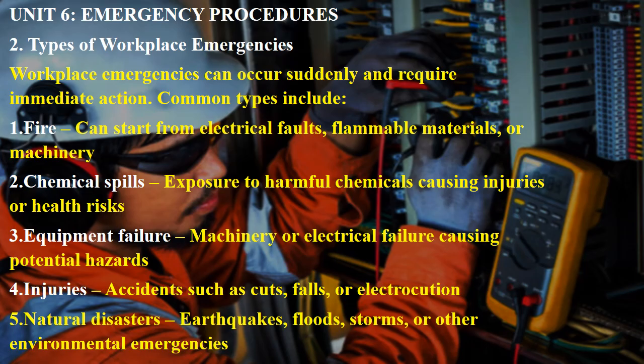Common types include fire, which can start from electrical faults, flammable materials, or machineries. Chemical spill: exposure to harmful chemicals causing injuries or health risks. Equipment failure: machinery or electrical failure causing potential hazards. Injuries: accidents such as cuts, falls, or electrocution. Natural disaster: earthquake, floods, storms, or other environmental emergencies.